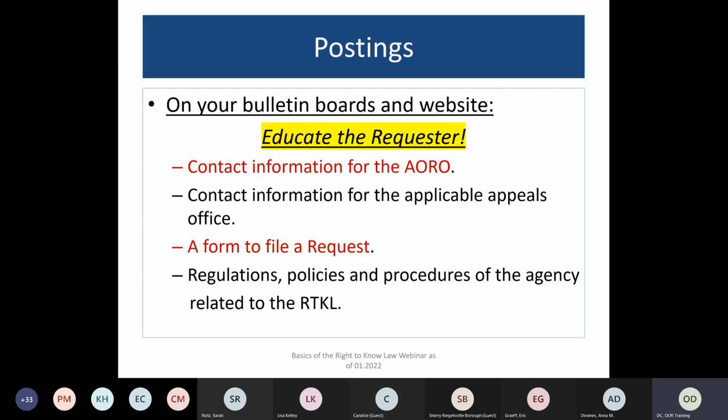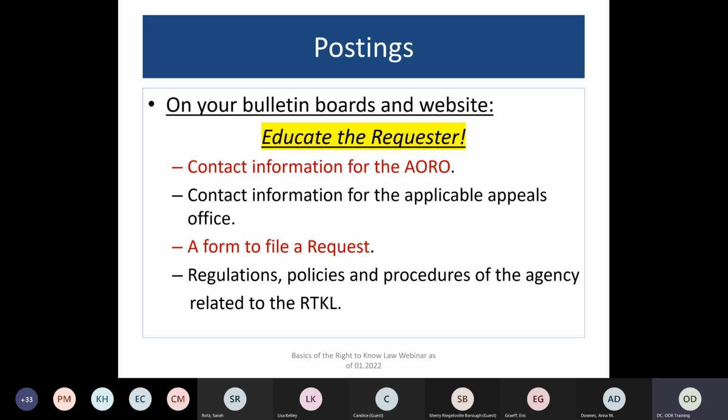Have the contact information for the applicable appeals office. And in most cases, that's going to be the Pennsylvania Office of Open Records. You can simply put our website address on there. And it's because most of our processes are electronically driven through our website. So that's the easiest way to deal with appeals.